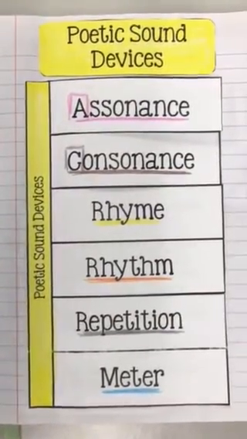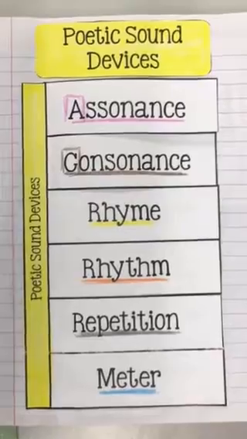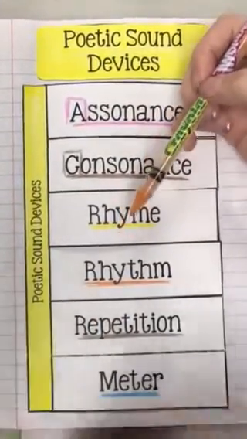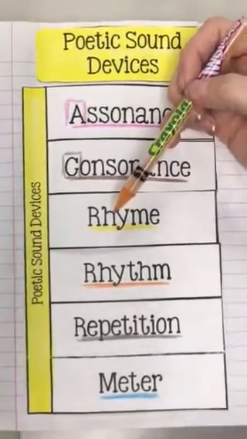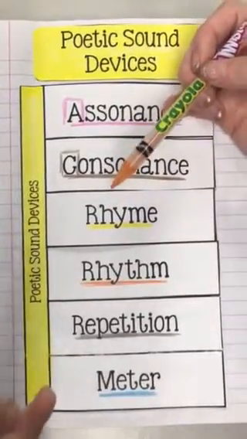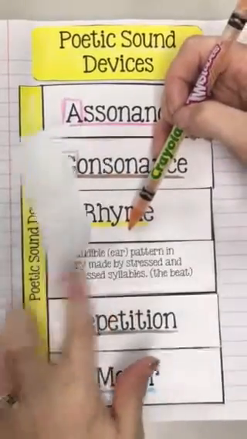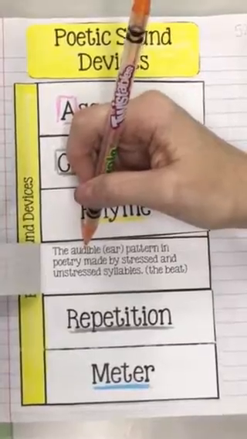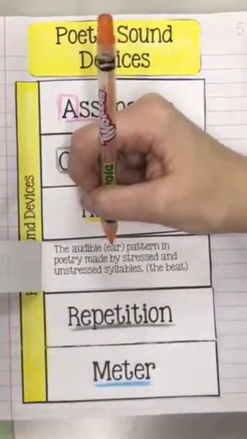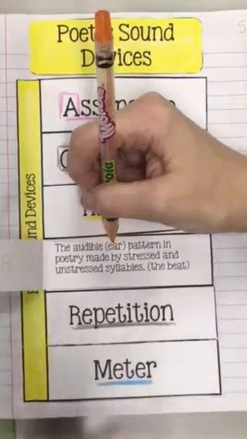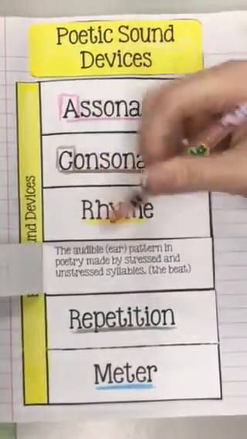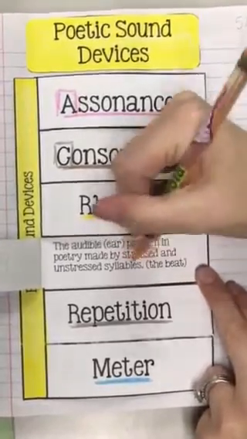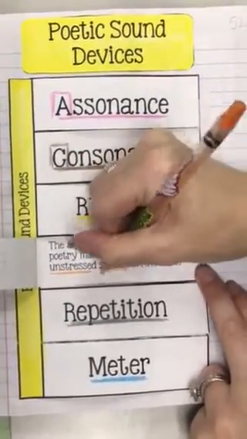And then rhythm, somewhat related to rhyme, but this is when you hear a poem and you can really sense that it has its own beat. You listen and it sounds like da-da, da-da, da-da. That's its rhythm. So it says audible. Audible is a big, fat, fancy word for ear. Anything you can hear is auditory or audible. It's the audible pattern in poetry made by stressed and unstressed syllables.